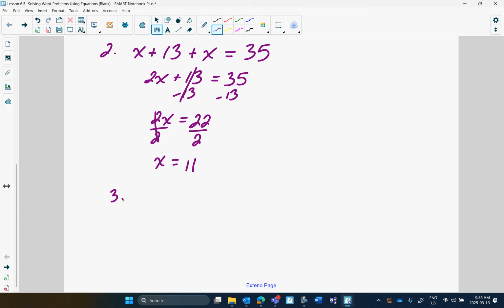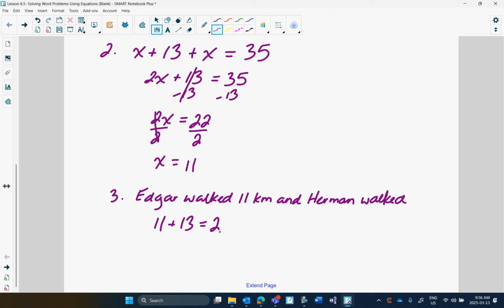So our final step in these is to write a sentence with the answers. So we would say, Edgar walked 11 kilometers. And Herman walked 13 more than 11. So 11 plus 13, which is 24. You don't have to write 11 plus 13. You can just write 24. But I always like to show where that 24 is coming from.